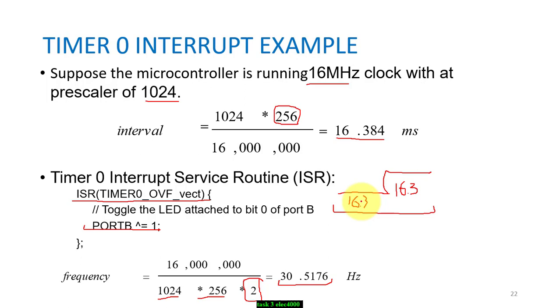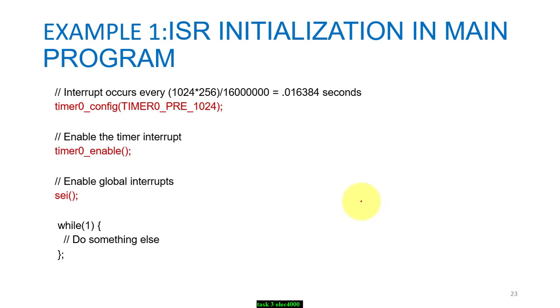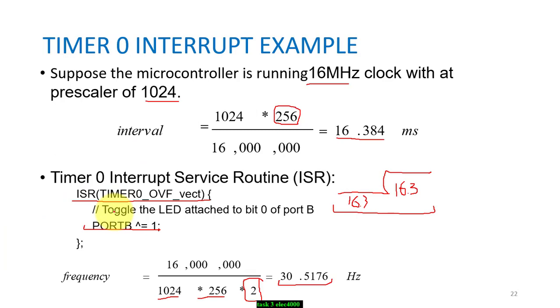I'm not going to go into details of timers. Just use the overflow. Calculate how many overflows you need and you can get it. Now, in order to initialize the ISR, you need to write these few lines. You need to configure timer 0, set the timer 0 prescaler, enable timer 0, then enable global interrupts, and that's it. If you write these few lines, you are going to have this output.